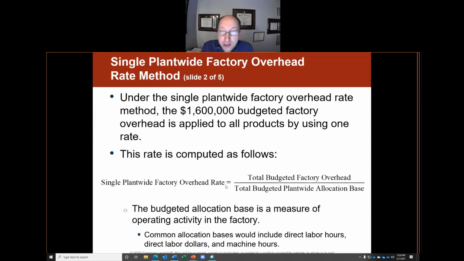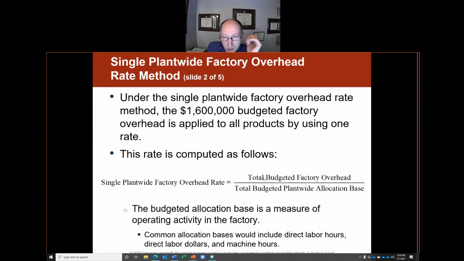Okay, so using the single plant-wide method, as I said earlier, it's a very simple calculation. To get the single plant-wide method rate, all we do is we take the total budgeted factory overhead, in our example, 1.6 million, divided by the total budgeted plant-wide allocation, in this case, 20,000 hours. So in the example, 1.6 million divided by 20,000 hours.